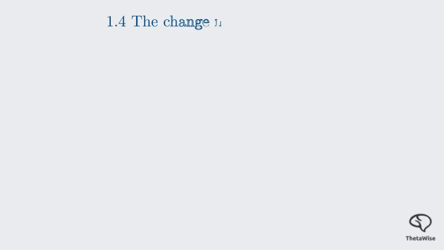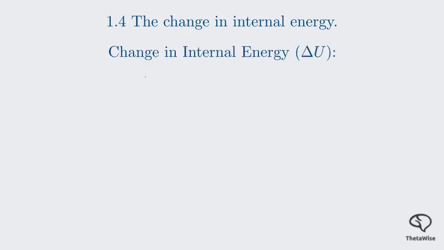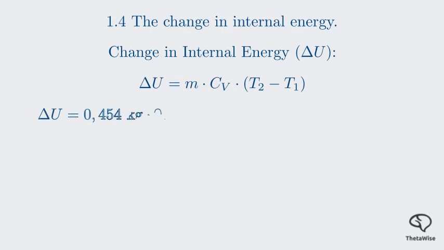We need to find the change in internal energy, delta U. A key concept to remember is that the change in internal energy, delta U, for an ideal gas depends only on the change in its temperature, not on the path of the process. The formula for the change in internal energy is delta U equals m, the mass, times Cv, the specific heat at constant volume, times the change in temperature, T2 minus T1. Let's substitute our values into this formula. Delta U equals 0.454 times 712 times the quantity T2 minus T1.